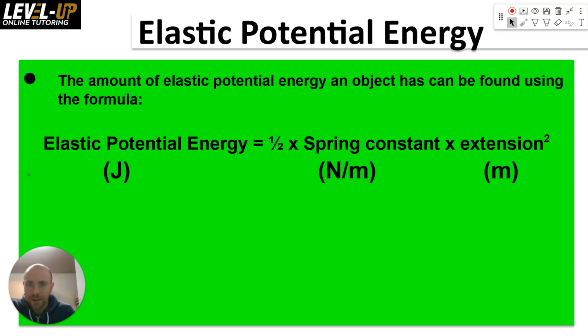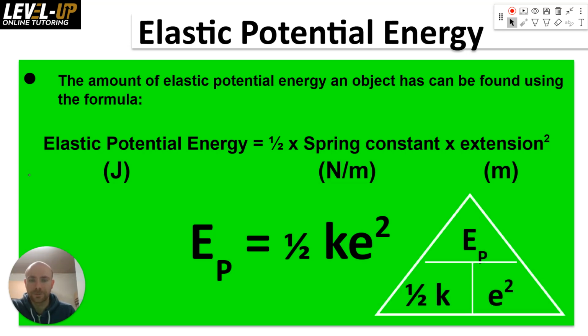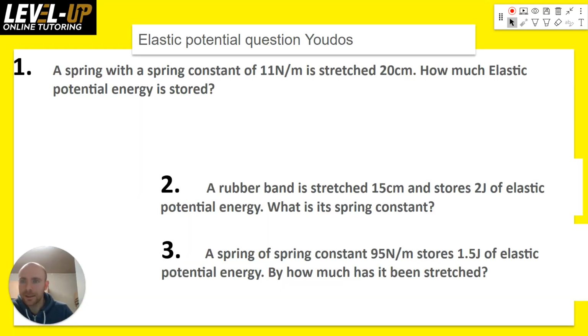Units for energy, of course, it's energy, so it's going to be in joules. Spring constant is newtons per meter, and extension is meters. So extension squared would be meters squared. And there's the formula in symbols and your triangle. So let's apply it. Straightforward one, and then two questions for you. A spring with a spring constant of 11 newtons per meter is stretched 20 centimeters. How much elastic potential energy is stored?